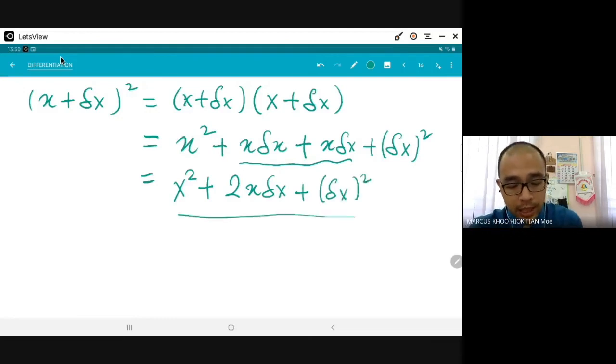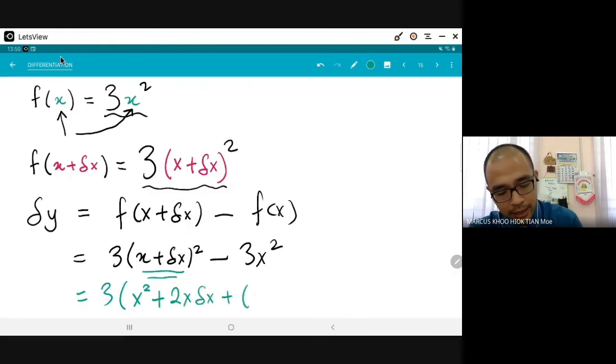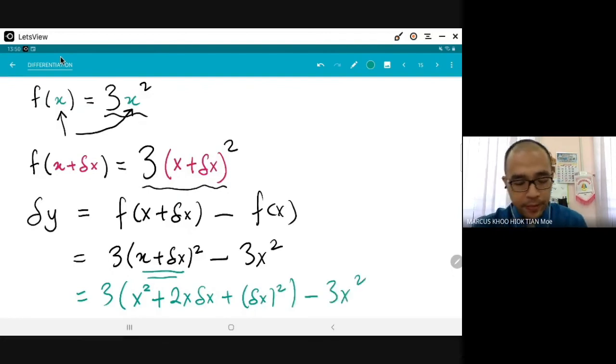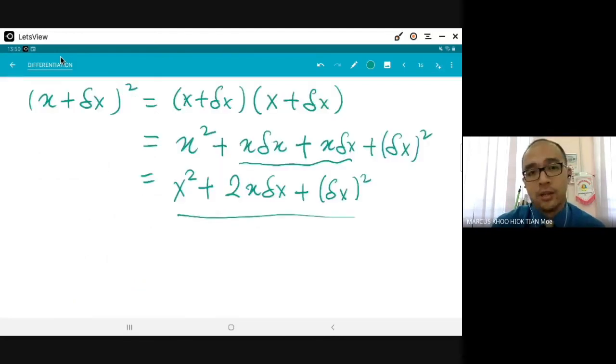So ini saya masukkan ke dalam sini. 3 times (x squared plus 2x del x plus del x squared), then minus 3x squared. Di belakang saya masih kekal lah. Now as I said before, if your algebra is actually quite okay, kamu tahu macam mana mau buat kembangan, this one actually is really no biggie lah. The del x saja, bawa sekali lah. It's just letters, dia hanya huruf saja.